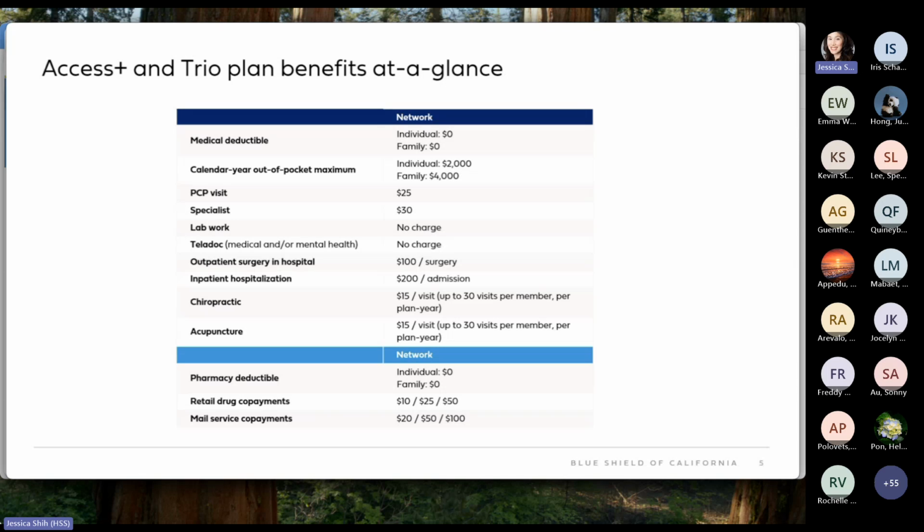Both have a chiropractic and acupuncture benefit at $15 copay per visit, up to 30 visits per member per plan year each. There is no pharmacy deductible for either plan, with retail drug co-payments of $10 per generic, $25 for formulary brand, and $50 for non-formulary brand.